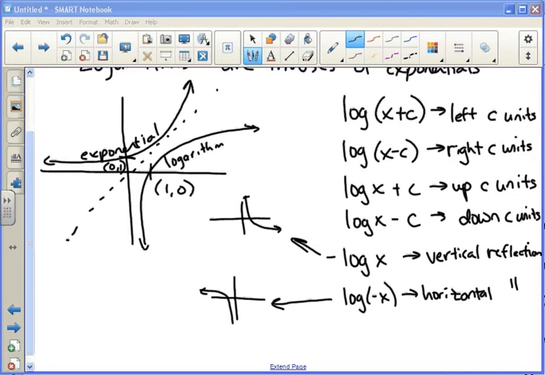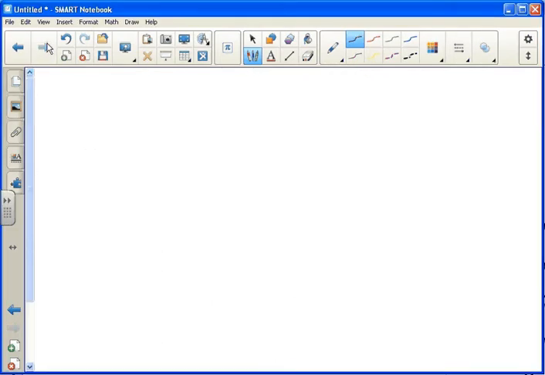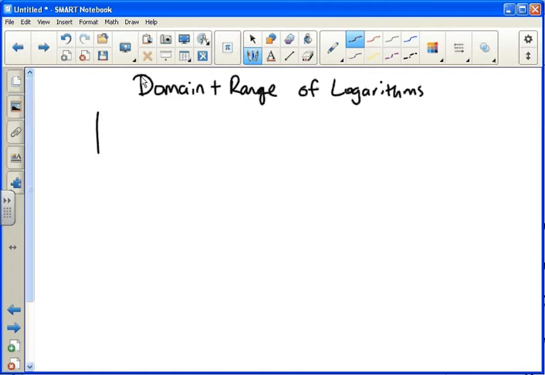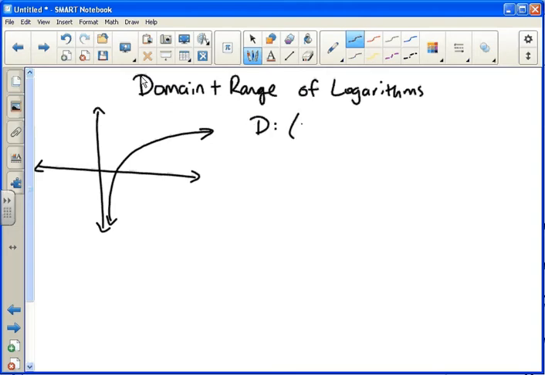Now let's talk about the domain and the range of logarithms. We'll start by just considering normal log of x, natural log of x. If you look at the domain, remember domain is the x values, it's how far left and right you go. The domain is going to start at 0. It doesn't touch 0, so we're going to put a parenthesis instead of a bracket. But it starts at 0 and then goes all the way to infinity. Remember, that's how far left and right you go. It's your x values. Your range is your y values.